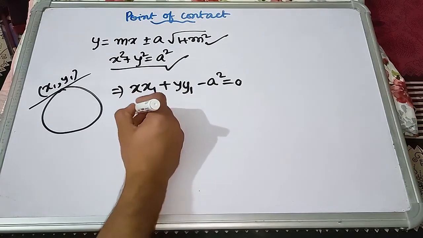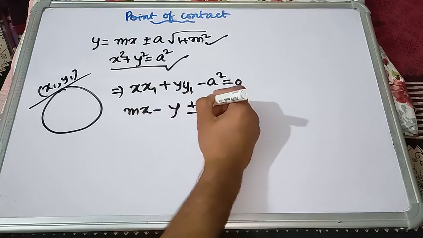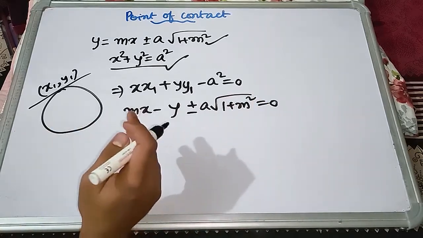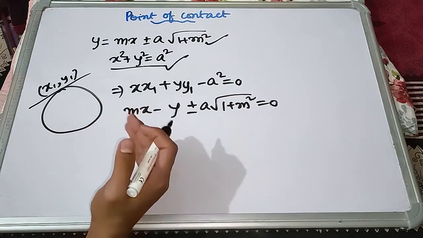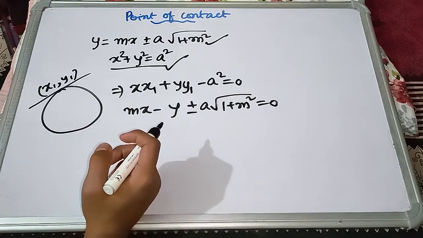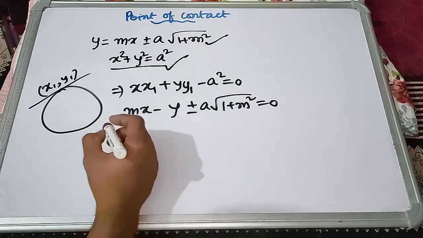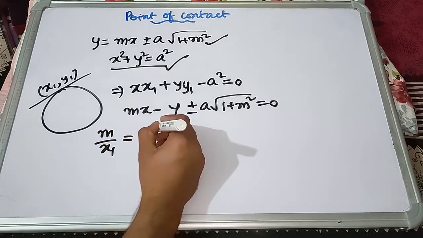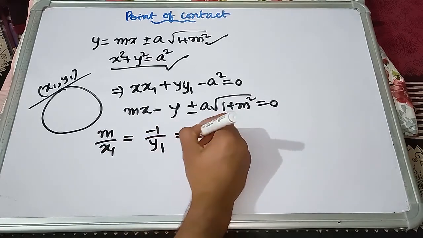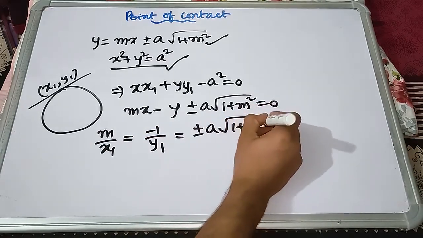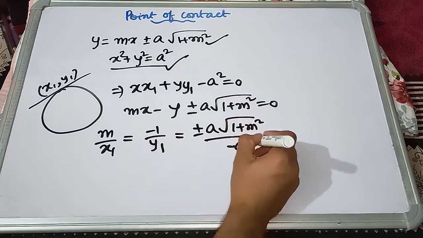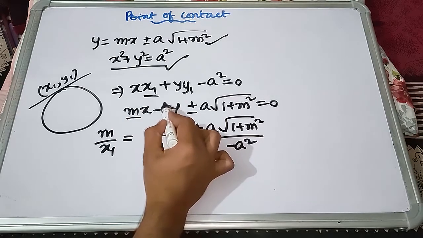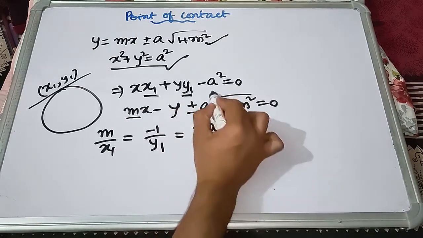So the equation will be x x1 plus y y1 minus a square equals 0. And the equation we already have is mx minus y plus minus a into root over 1 plus m square equals 0. As both these represent the same line, we can compare them and take out the values of x1 and y1. So m by x1 equals minus 1 by y1 equals plus minus a into root over 1 plus m square by minus a square, right? This coordinate by this, minus 1 by this, and this entire thing by this.